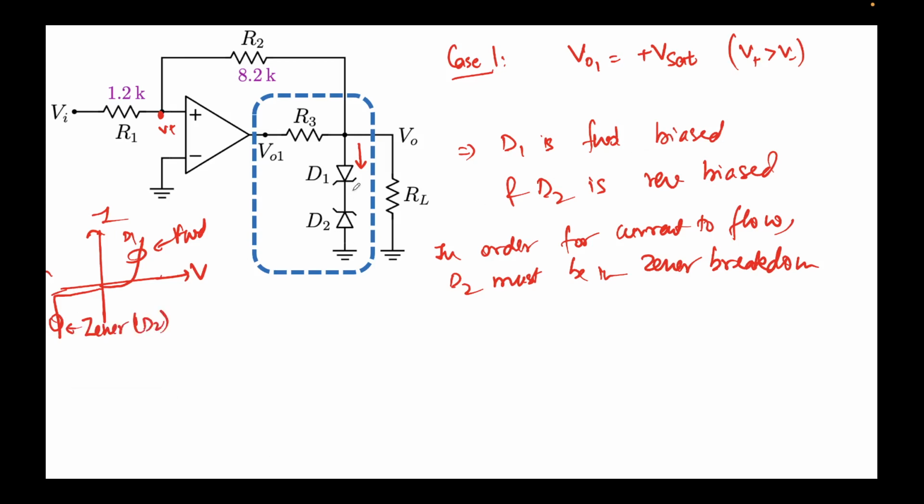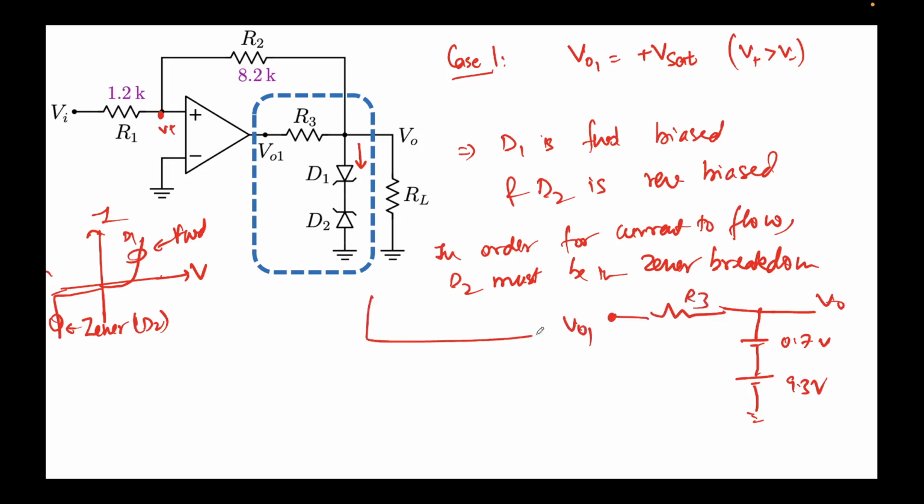Okay, so how will the circuit then look? It will look something like this. This is V0. This will be a plus 0.7 drop because that's given in the problem, and again a 9.3 drop. That's the Zener breakdown voltage. So the total drop from here to here would be, and this is your R3 and your V01. I'm not drawing the other circuit, remember, I'm only drawing this part, the blue rectangle. So what will happen is that this gives us V0 equal to plus 10 volts.